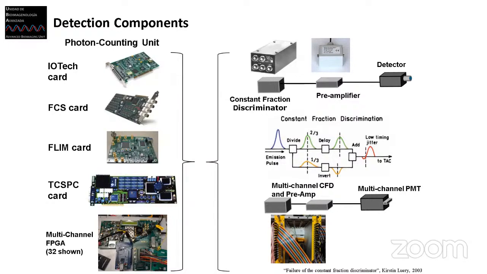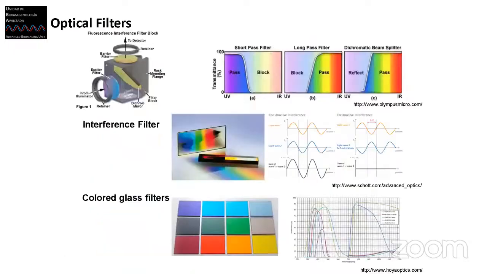And basically, we rely on an amplifier and a constant fraction discriminator, which is a device that can translate from an analog to a TTL signal, so a digital signal that is used in the card to measure the lifetime. And we have Alessandro here, who brought amplifiers and CFDs and FLIM cards, so we can sit with him and learn in detail how all these things work, if you are interested.